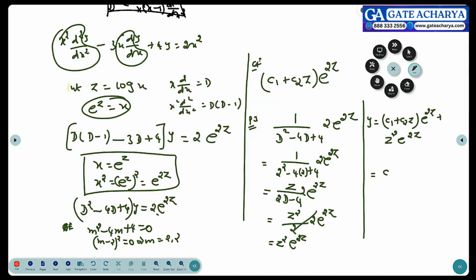So c1 plus c2, what is z? By our assumption, z is log x. So it is log x, e power 2z. E power 2z is x square. Plus z square, z is log x, so log x the whole square, again e power 2z is x square. That's all. So y equals c1 plus c2 log x into x square plus log x the whole square into x square.